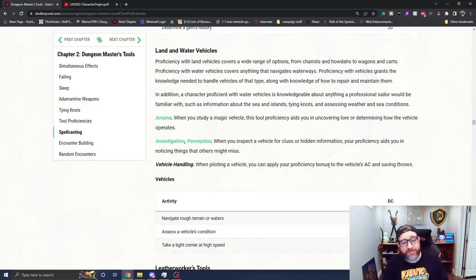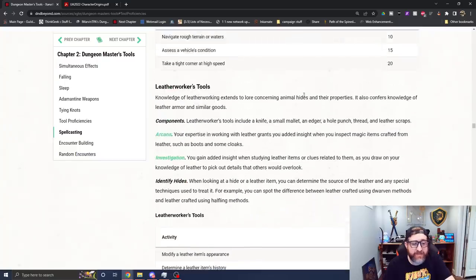Land and water vehicles, Arcana again. When you study a magical vehicle, this tool proficiency aids you in uncovering lore, determining how the vehicle operates, or investigating it. Perception. When you inspect a vehicle for clues or hidden information, your proficiency aids you in noticing things others might miss. Leatherworking tools, Arcana.